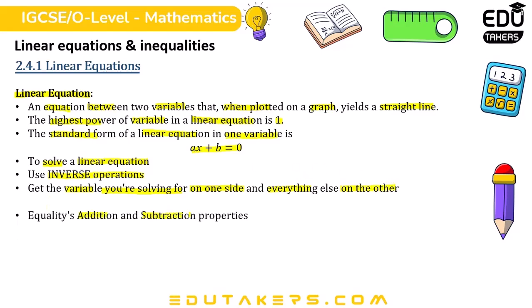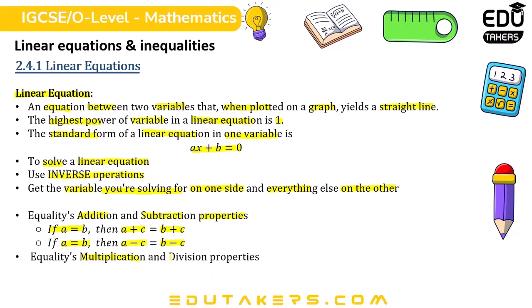Equalities, addition and subtraction properties. If a is equal to b, then we can add c on both sides. A plus c will be equal to b plus c. If a is equal to b, then we can subtract c from both sides of the equation. So a minus c equals b minus c.